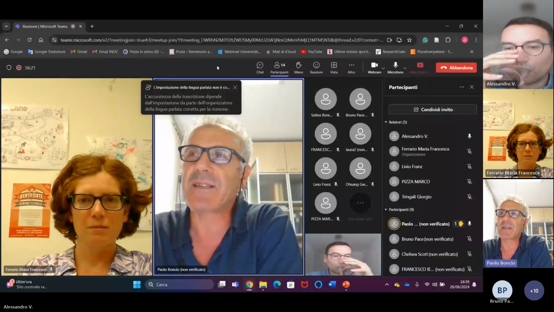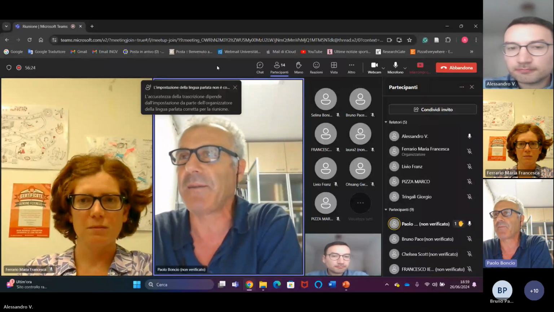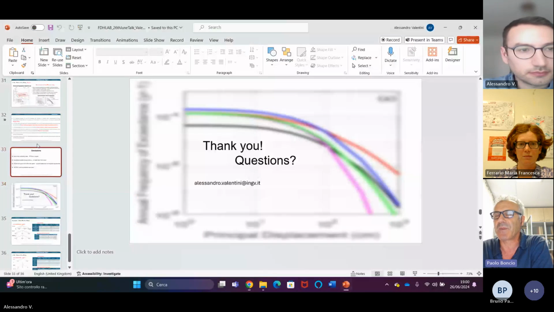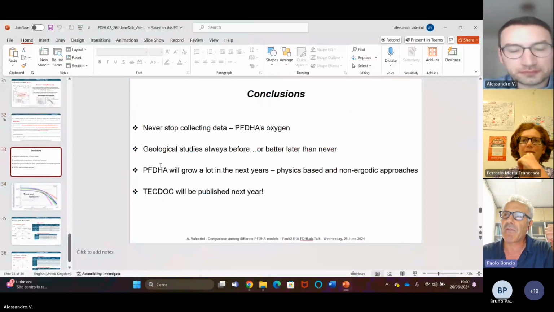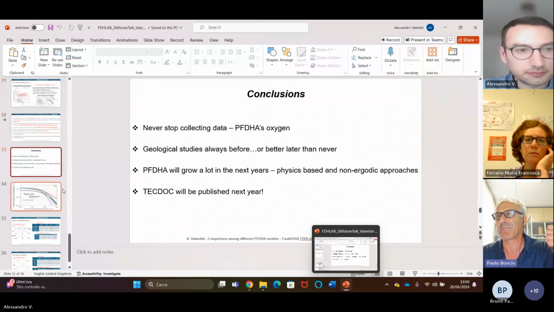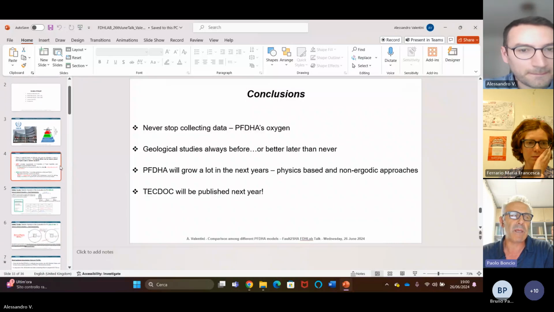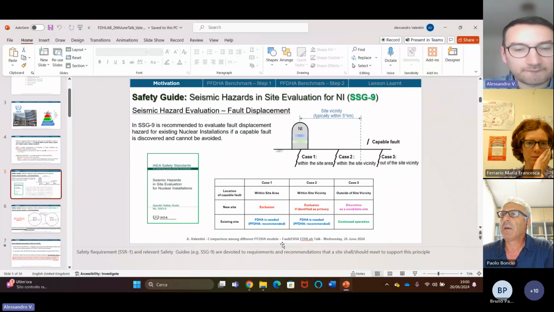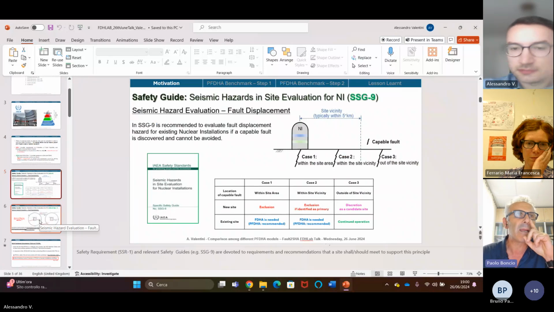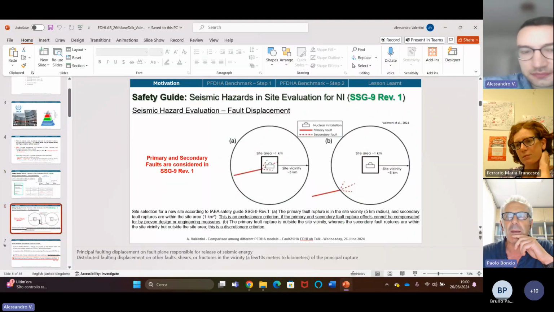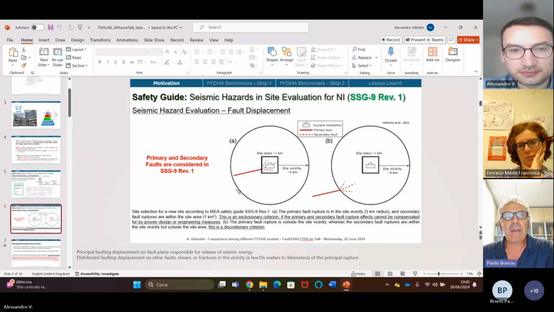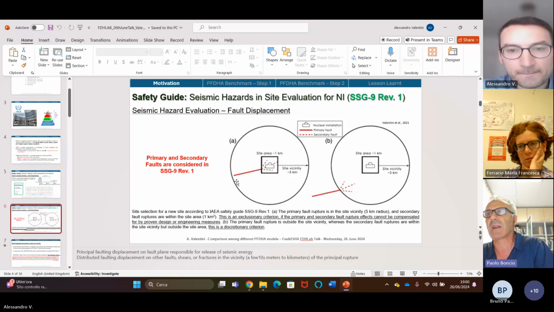It is a question arising from one bullet point at the end, that is geology first, but also from one of the very first slides at the beginning. So for IAEA, PFDHA is recommended in two cases. When you have a principal fault in the site vicinity, or a secondary fault in the site area and/or secondary in the site vicinity, okay?